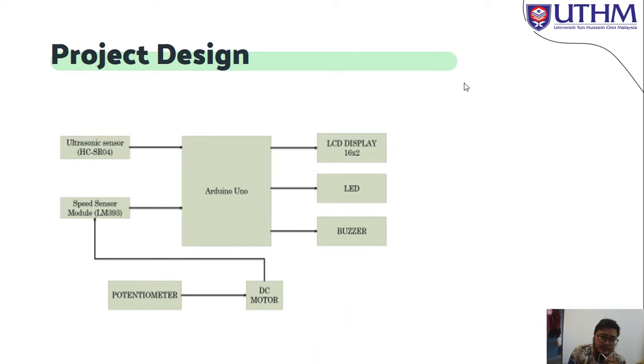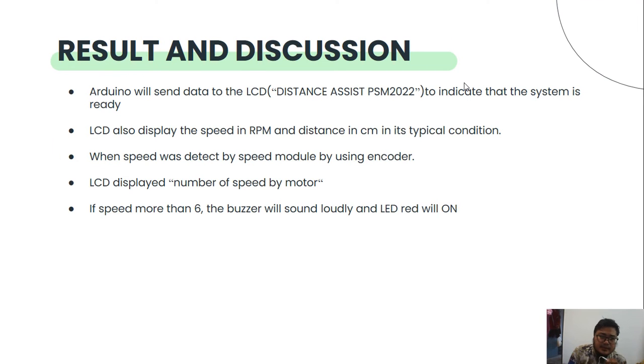This is for the project design: the Arduino Uno, ultrasonic sensor, speed sensor module to DC motor, potentiometer, LCD display, LED and buzzer. For the result and discussion, Arduino will send data to the LCD and the LCD will display Distance Assist PSM 2022 to indicate the system is ready. The LCD also displays the speed in RPM and the distance in cm.